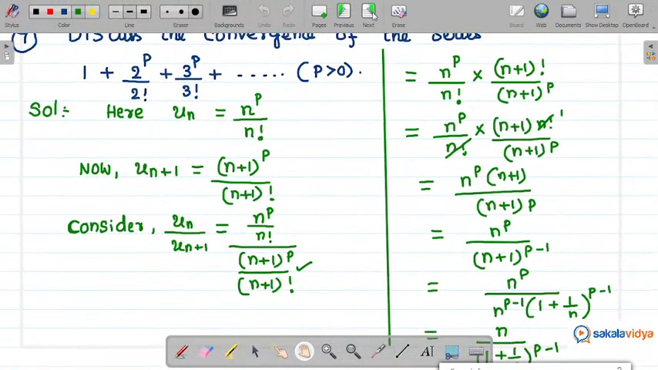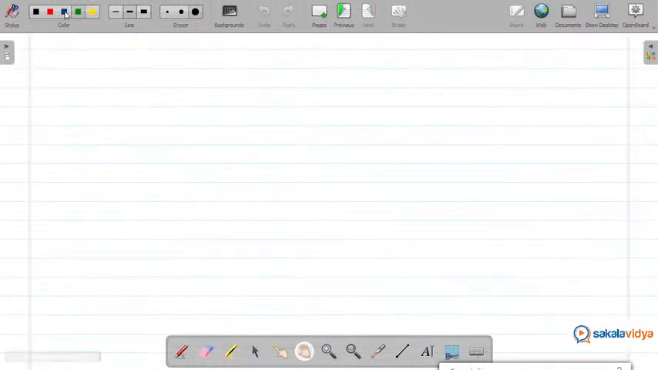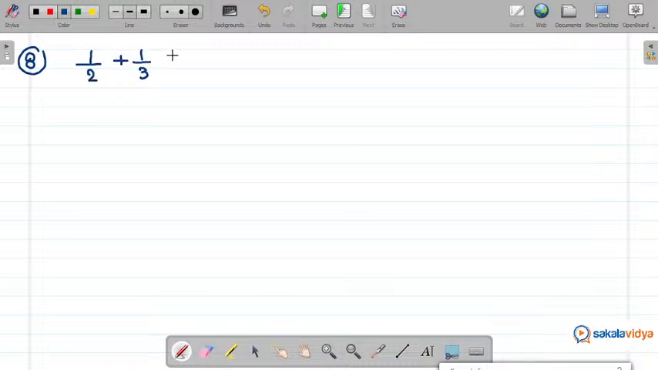So, let us move to the question number 8. Note down the question number 8. This also discusses the convergence of the series itself only. So, 1 upon 2 plus 1 upon 3 plus 1 upon 5 plus so on, plus 1 upon 2 to the power of n minus 1 plus 1.